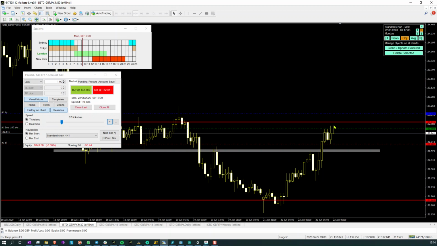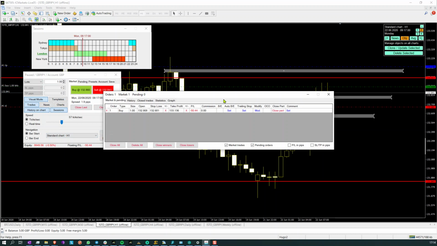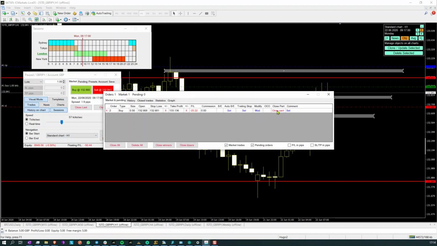I know it has to weak down, but I'm closing 50% of my trade here. Just because this 1 hour candle closed bearish and we are breaking the body of it and I'm not liking the action, so just being safe. Close partials 50%. And now let's move.